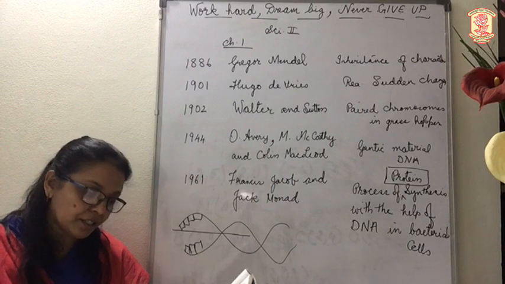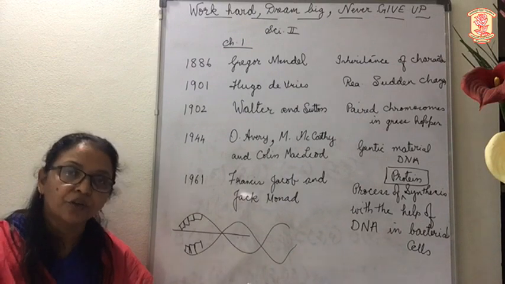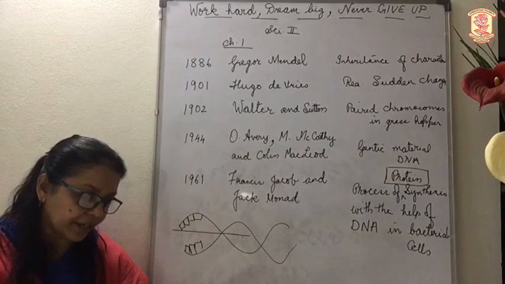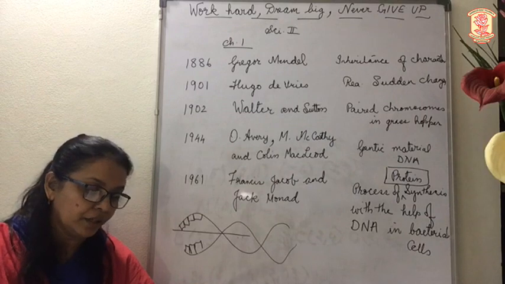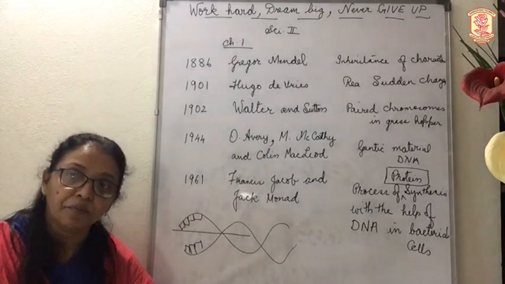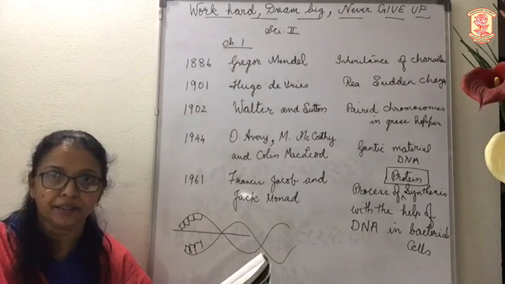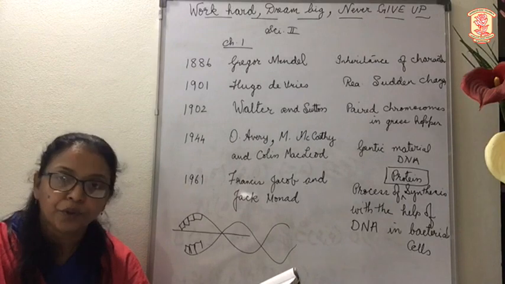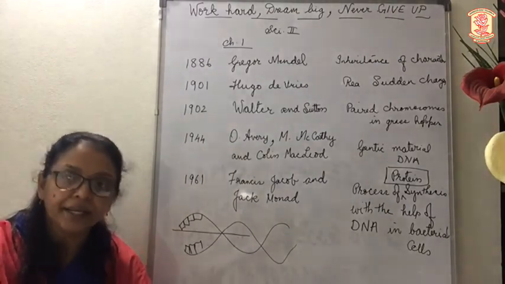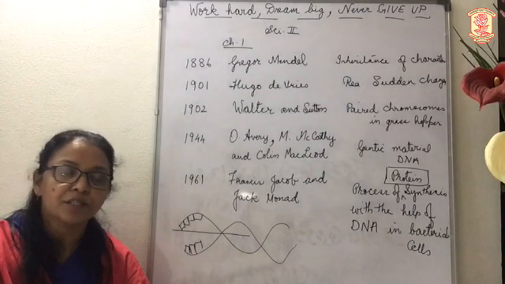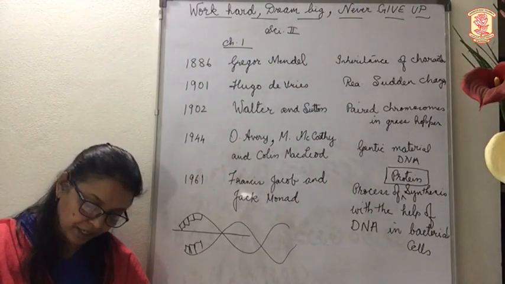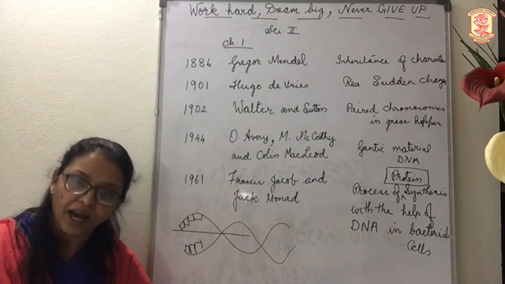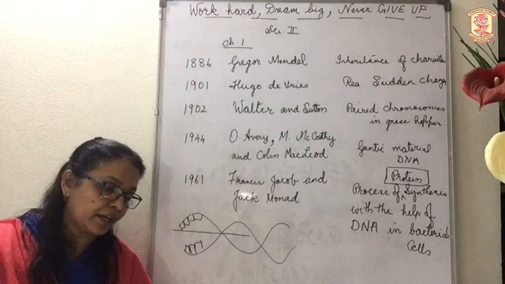Now see this protein synthesis. Because of DNA through RNA, this is called the central dogma. What is central dogma? Proteins are synthesized by DNA through RNA. This process is called the central dogma. Now what is transcription? The process of RNA synthesis is called transcription.